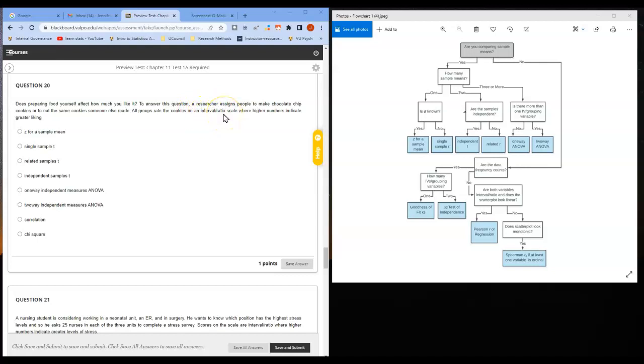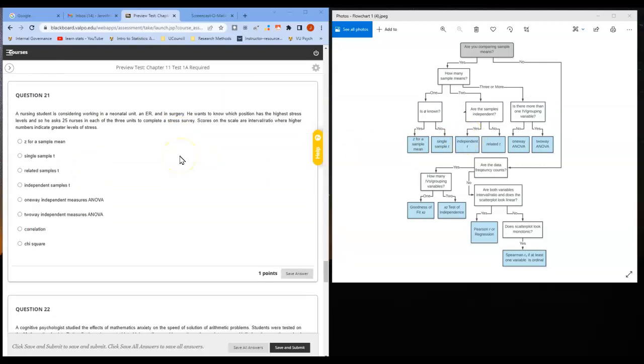We're going to compare the people who made the cookie themselves to the ratings of the cookie from the ones that they were just given, that they did not have to make. So we are comparing sample means, yes, and we're comparing two of them. And then the question is, are there independent sample means? And they are. They're different people in those two groups, right? So that would give us an independent measures t-test for number 20.